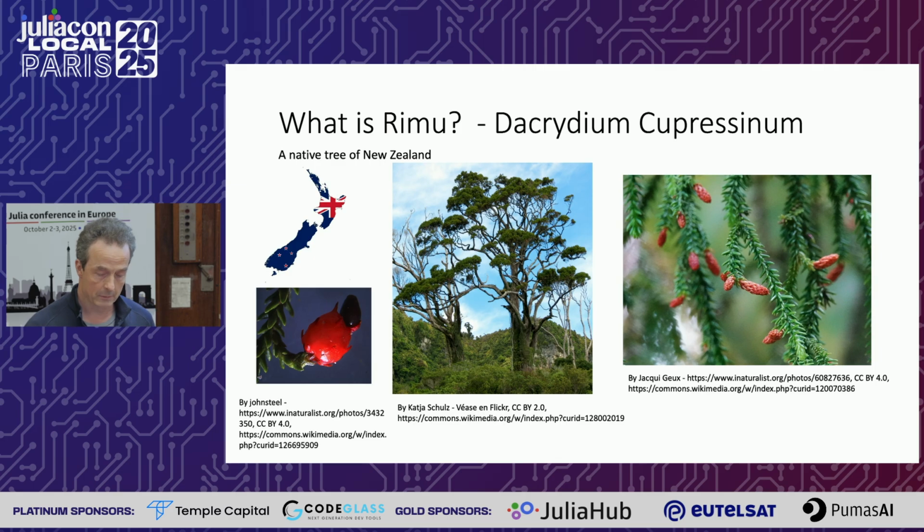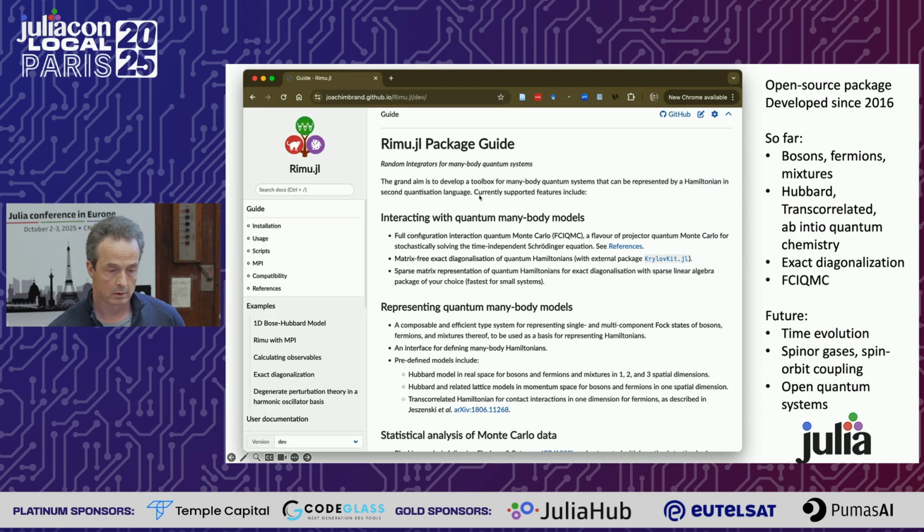So what is Rimu? It's a native tree in New Zealand, but actually here, of course, it's a different thing. It's random integrators for quantum many-body systems, right? So we've been working on this Julia package. It's sort of a Julia re-implementation of an algorithm there. The only other free software that exists out there is written in Fortran. So we have a pure Julia implementation. Previous code was written specifically for quantum chemistry problems. So this is a bit more general, allowing you to treat bosonic and fermionic quantum particles.